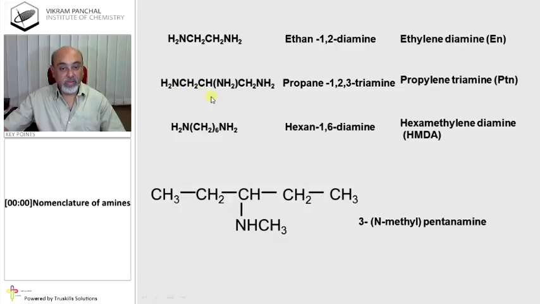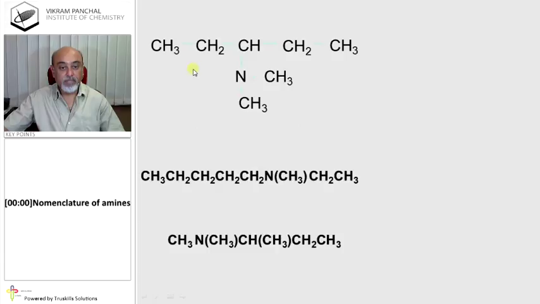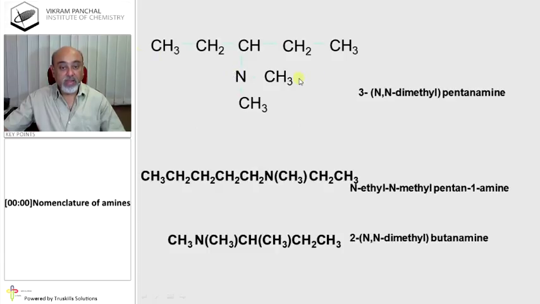NH2CH2CH(NH2)CH2NH2. There are 3 carbons and 3 amine groups. So we write propane 1,2,3-triamine or propylene triamine PTN, or hexane 1,6-diamine or hexamethylene diamine HMDA. Here N-methyl pentanamine. This is N,N-dimethyl pentanamine. In this case, methyl group is attached to nitrogen, ethyl group is attached to nitrogen. So N-ethyl N-methyl pentane 1-amine.